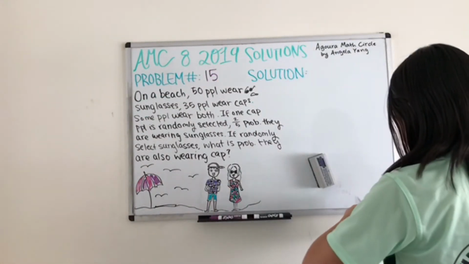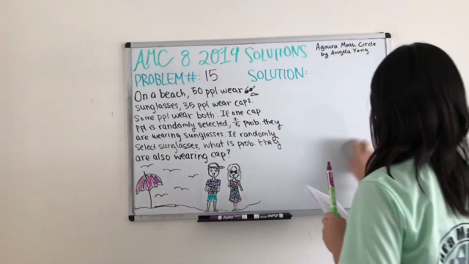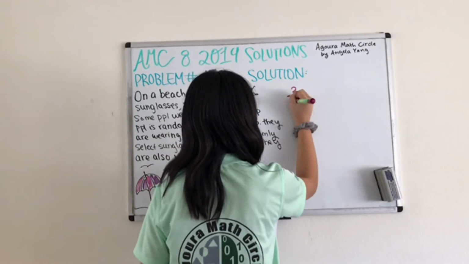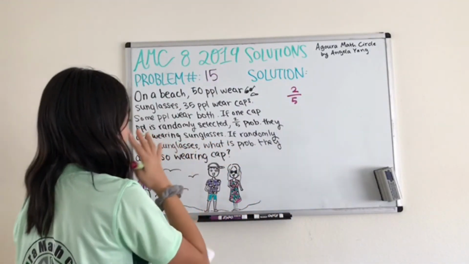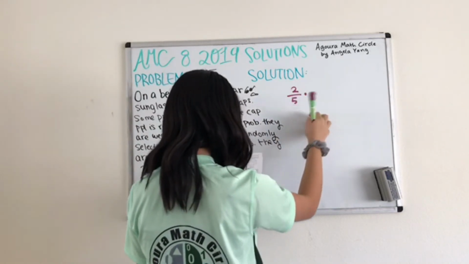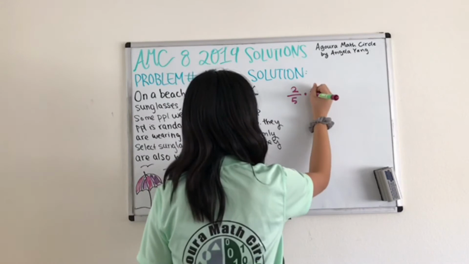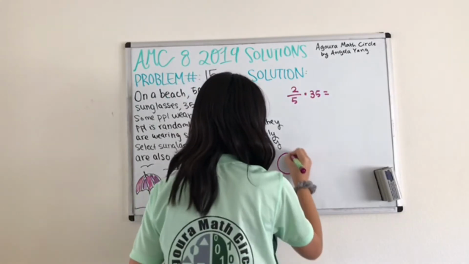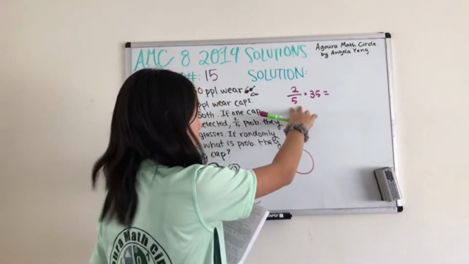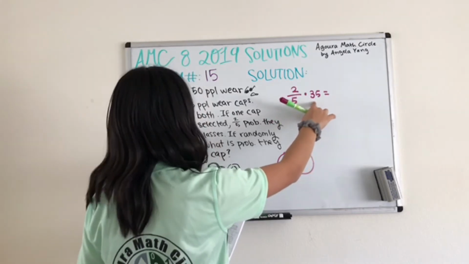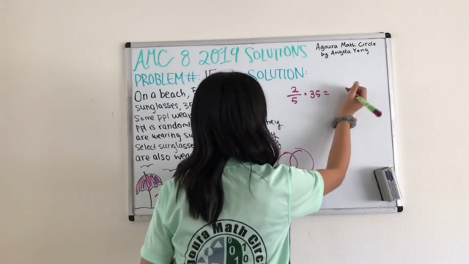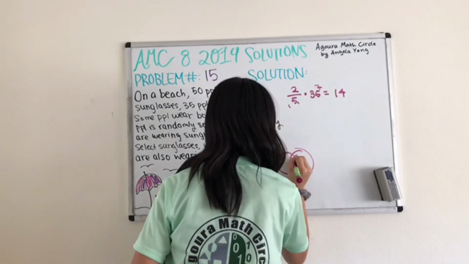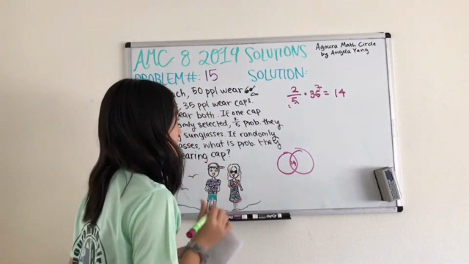So to solve this, it's a probability question. Since the probability is 2/5 that someone is also wearing sunglasses, we should multiply it by the number of people who are wearing caps, because we're talking about caps here, to find out the number of people who are wearing both caps and sunglasses. So if you multiply that by the number of caps on the beach, we get 14. So there are 14 people that are wearing both sunglasses and caps.